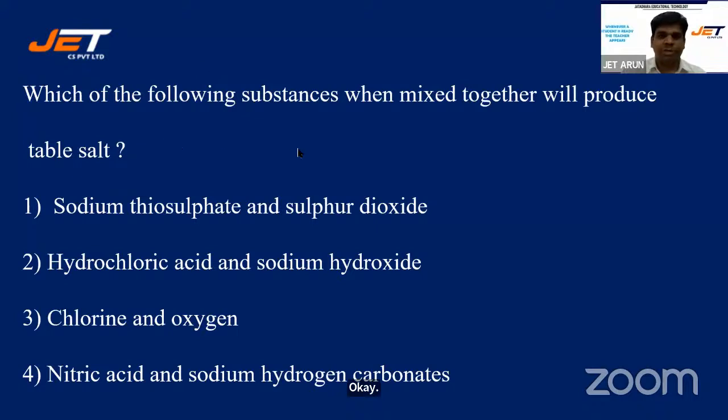Which of the following substances, when mixed together, will produce table salt? Sodium thiosulfate and sulfur dioxide; hydrochloric acid and sodium hydroxide; chlorine and oxygen; nitric acid, sodium hydroxide and sodium hydrogen carbonate. So table salt is what? You know what table salt is?